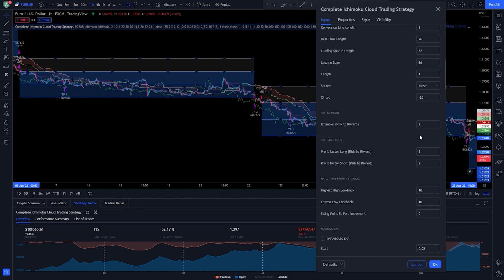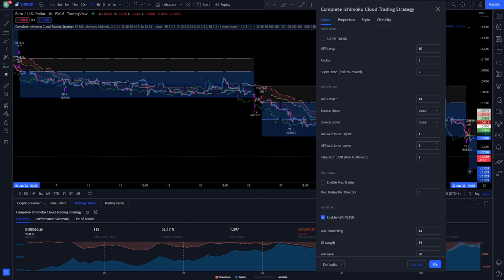You will find the code of this strategy in the description below, so you can try it yourself. What would you do to make this better?